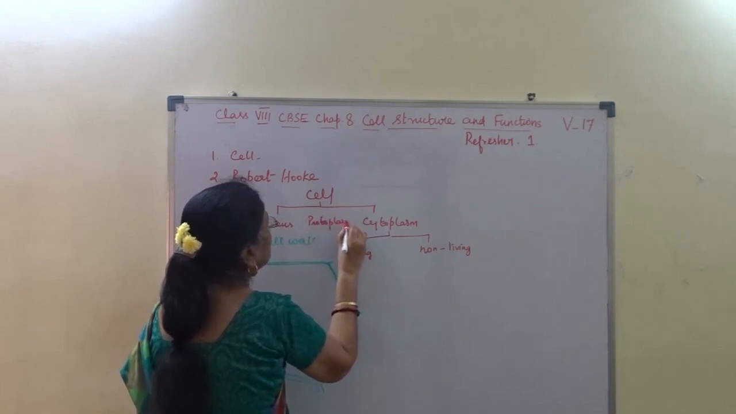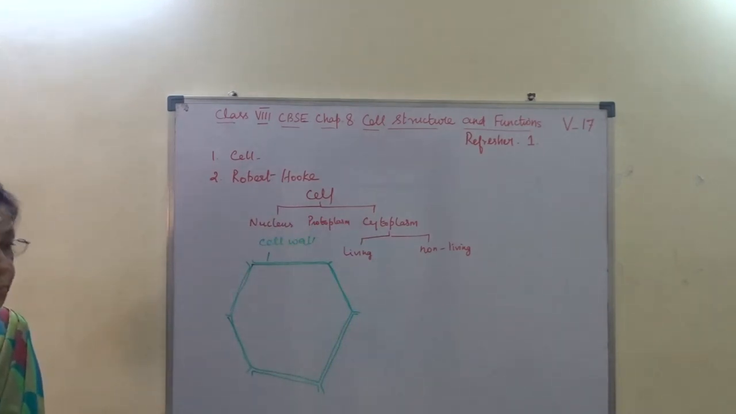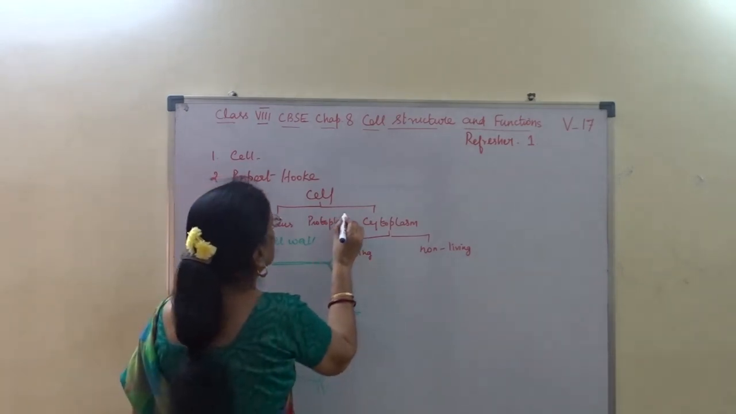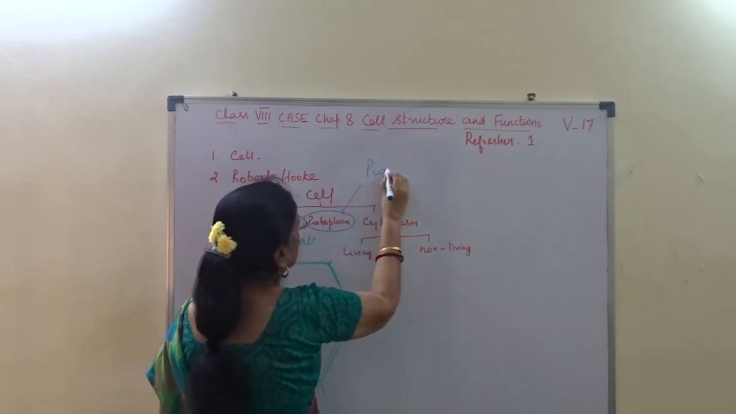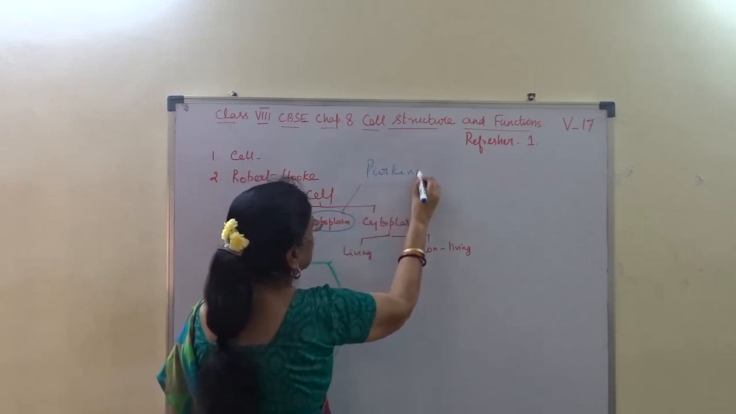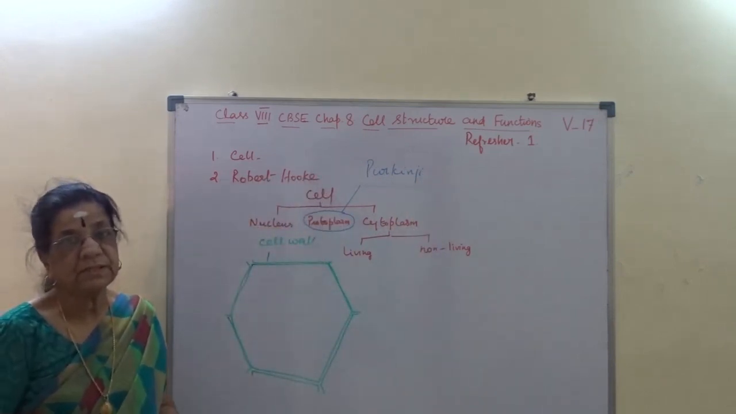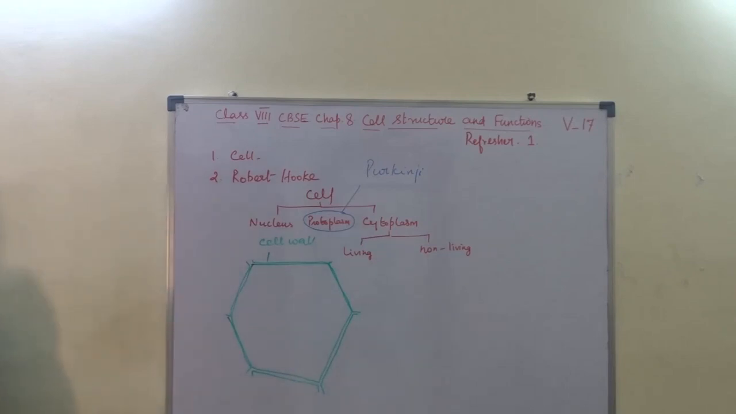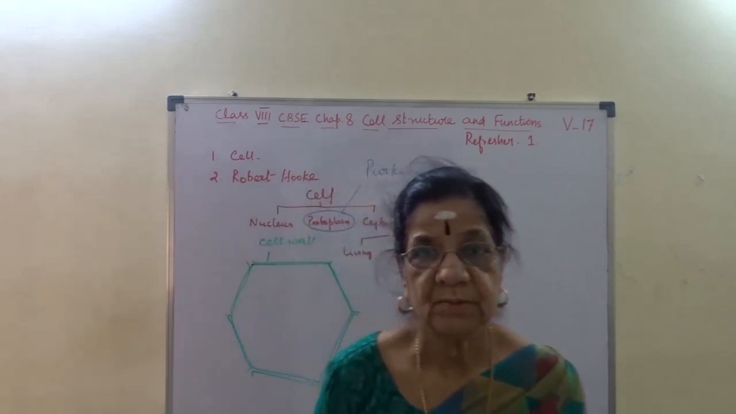Nucleus and cytoplasm together is called protoplasm. Now this protoplasm is coined by the scientist Purkinje. Protoplasm is coined by the scientist Purkinje. Right? Also, protoplasm is the physical basis of life. I hope you are able to follow.